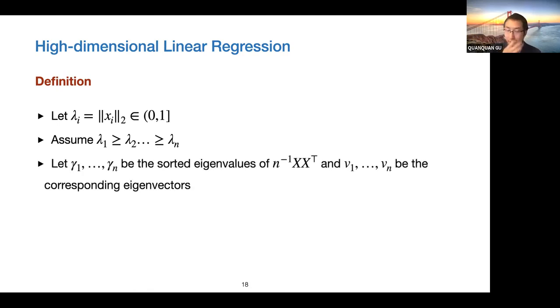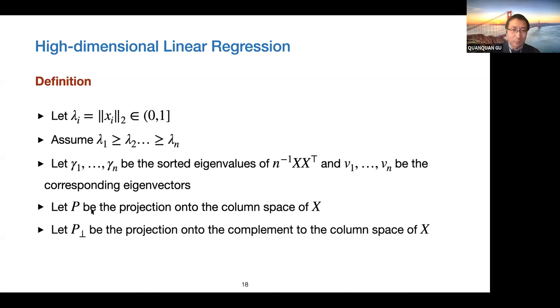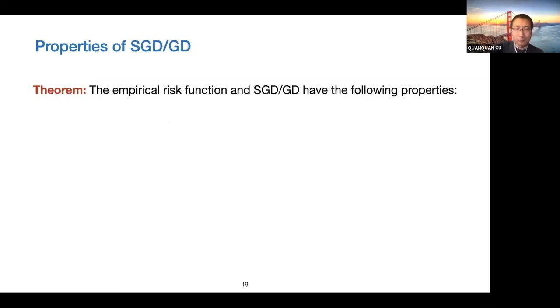And we also define the eigenvalues and eigenvectors of the sample covariance matrix. So the eigenvalues are R1 to Rn in a descending order, and the corresponding eigenvectors are V1 to Vn. And we also define two projection operators. P is the projection operator onto the column space of X, and P orthogonal is the projection onto the complement of the column space of X. Okay, so with this notation, we are able to present several main results.